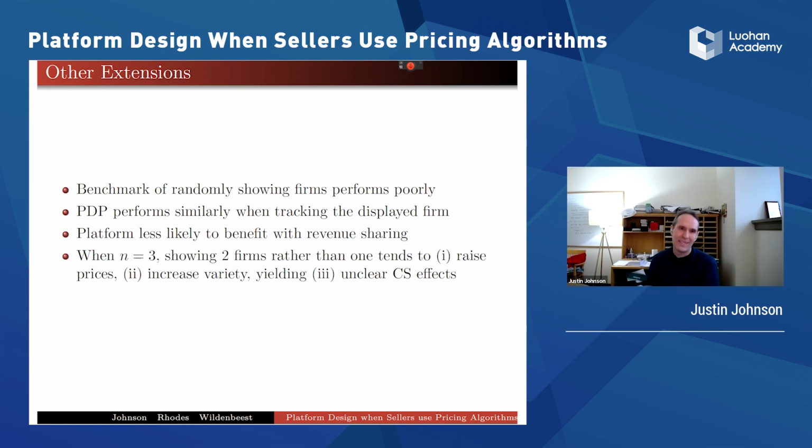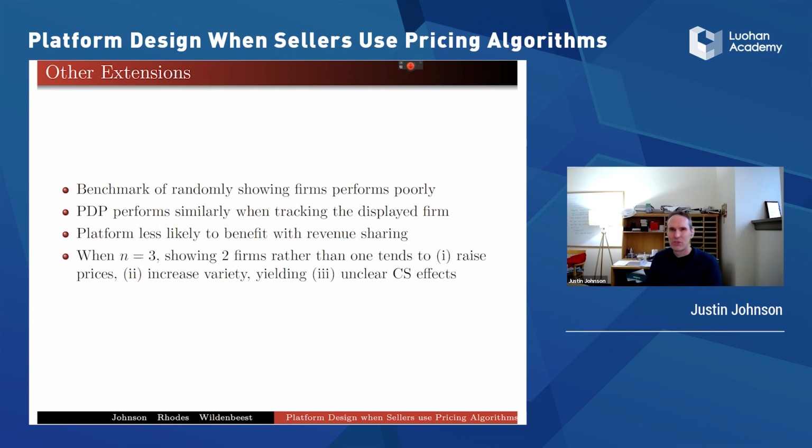What we find, first of all, is a similar trade-off. If you show more firms, 2 firms rather than 1 firm, the way the algorithms respond in their converged strategies is by raising their prices. But on the other hand, when you show 2 firms instead of 1, you're also increasing the variety available to consumers. So you see that same trade-off that we discussed earlier, and you see it also with what the algorithms actually do.